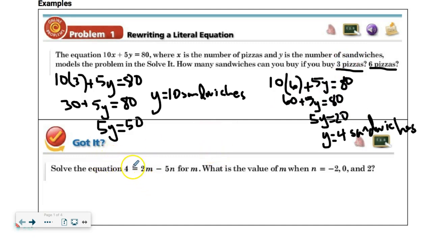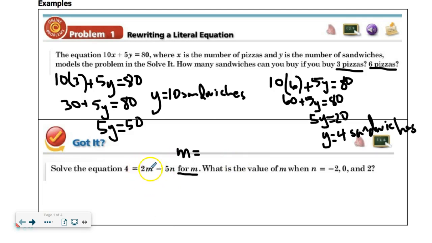Solve the equation 4 equals 2m minus 5n for m. When it says solve for m, what it means is that it wants m equals everything else on the other side. And then what is the value of m when n equals -2, 0, and 2? After you have this equation solved in terms of m, you'll be able to simply substitute in and calculate everything on the right-hand side. So here's what happens.